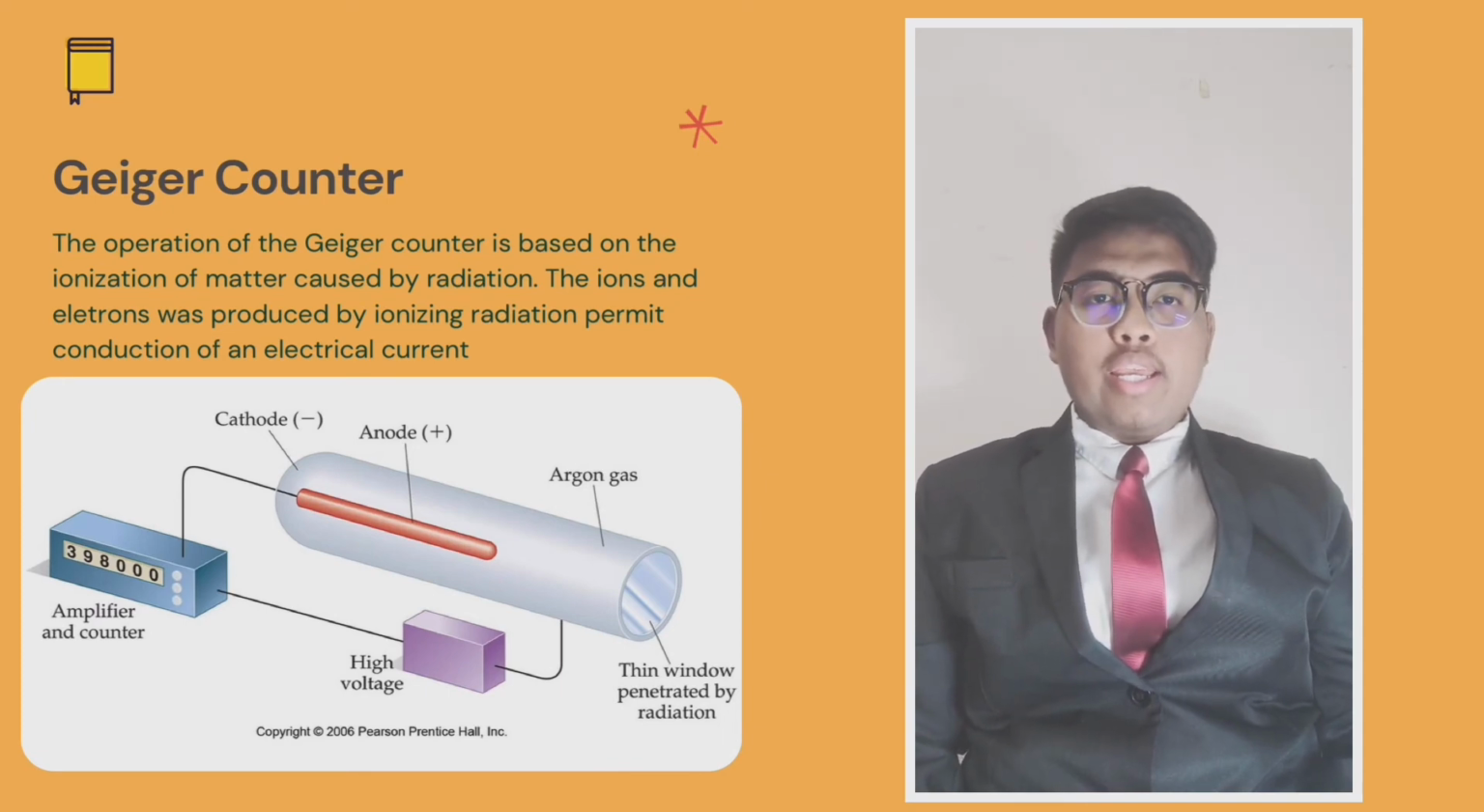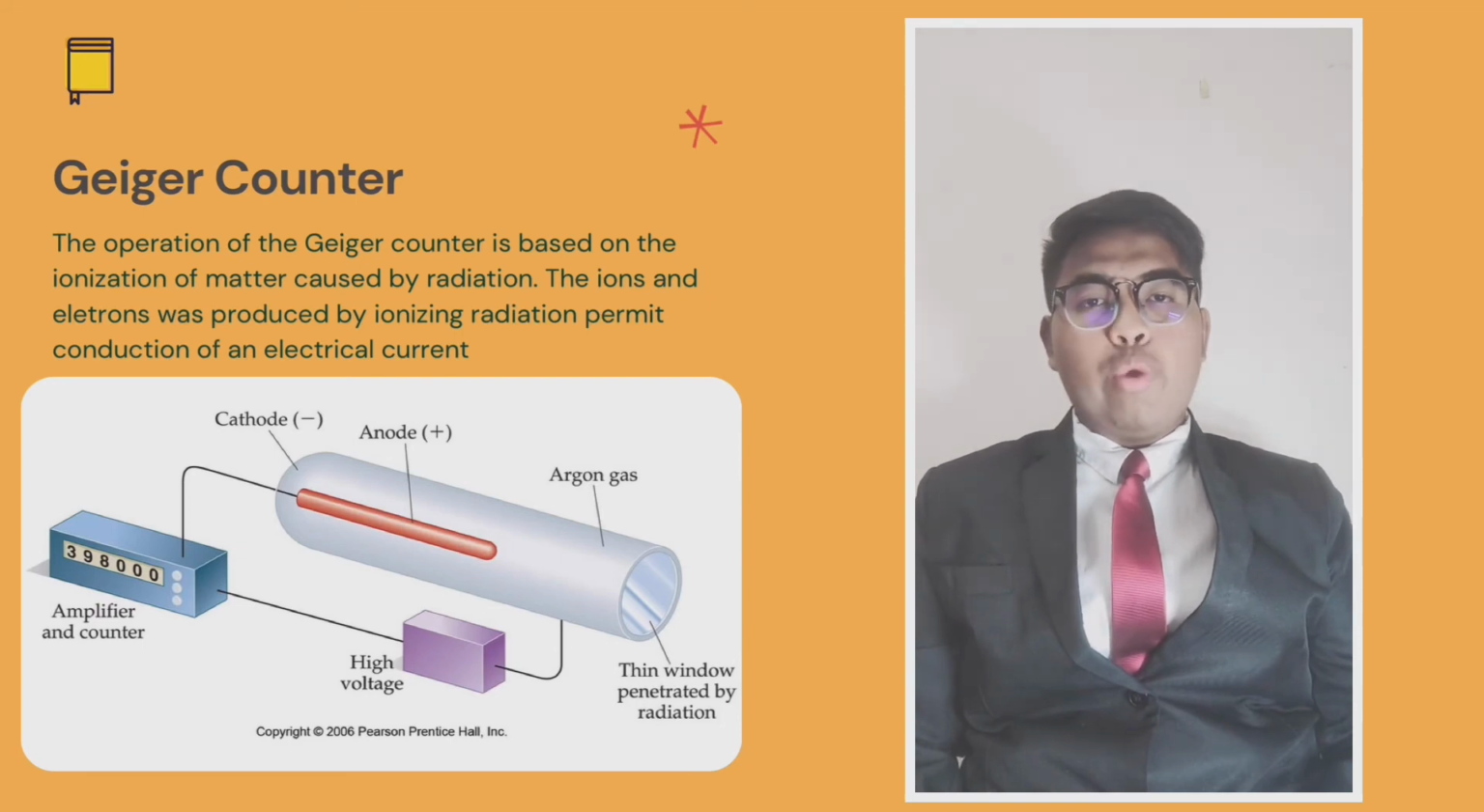rays. In the center of the tube is a wire that is connected to one terminal of a source of direct current. The metal cylinder is attached to the other terminal. The current will flow between the wire and the metal cylinder whenever ions are produced by entering radiation. The current pulse created when radiation enters the tube is amplified. Each pulse is counted as a measure of the amount of radiation.